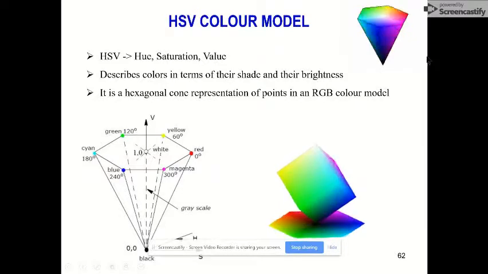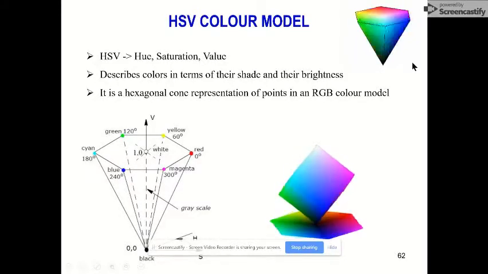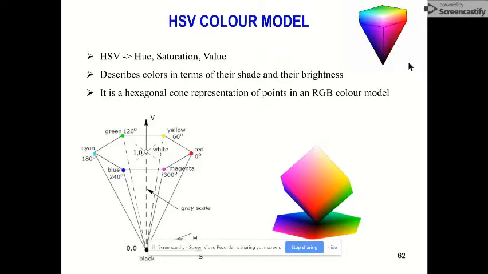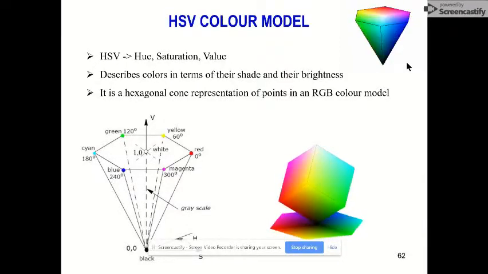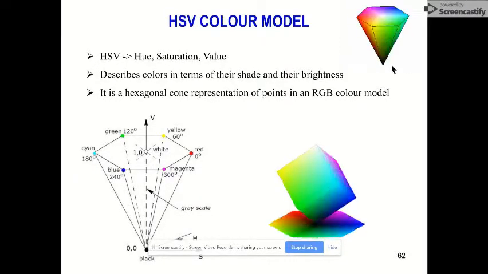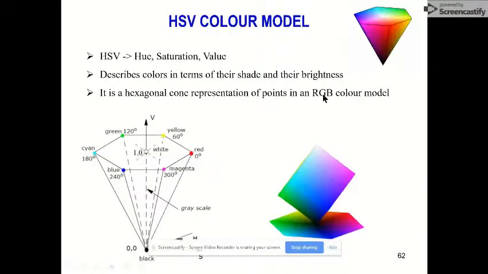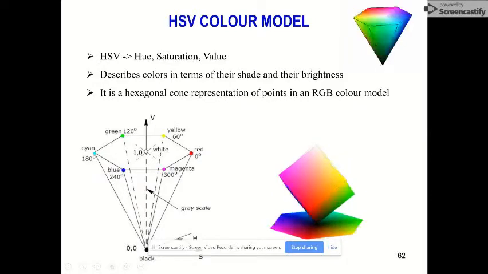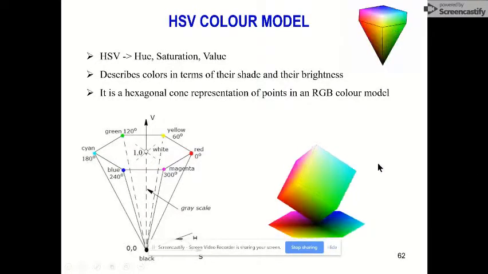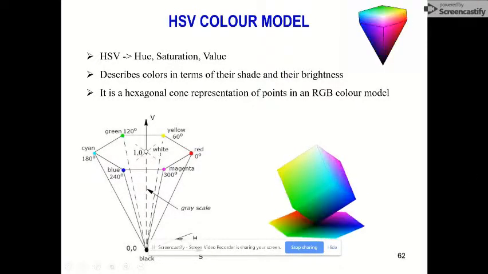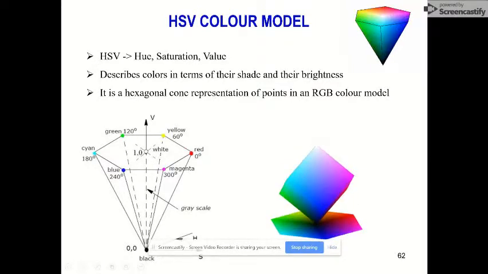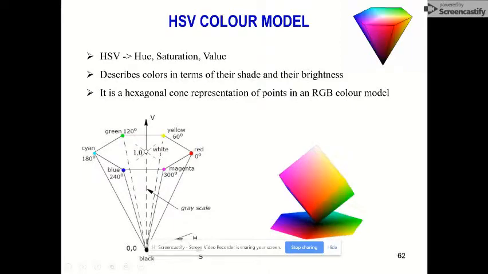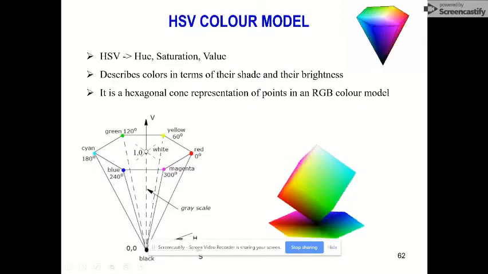So HSV color model. This was invented back in the 1970s by computer graphics engineers, especially for choosing the colors for graphic design. In HSV, H stands for hue, S stands for saturation, V stands for value. This color model describes colors in terms of their shades and their brightness. It is a hexagonal cone representation of points in an RGB color model. The base of the hexagonal cone is obtained from the RGB color cube.